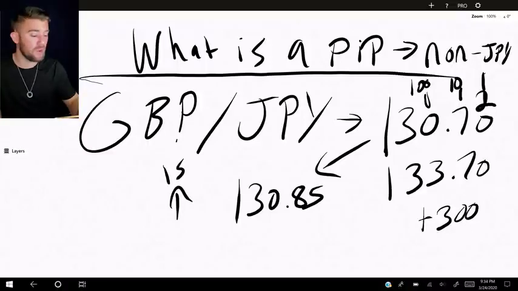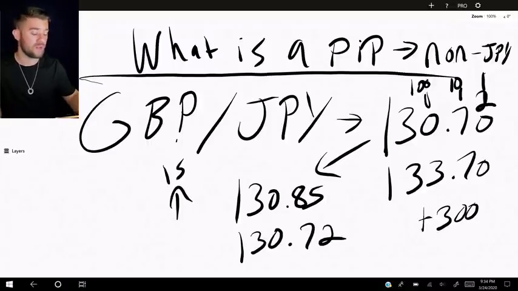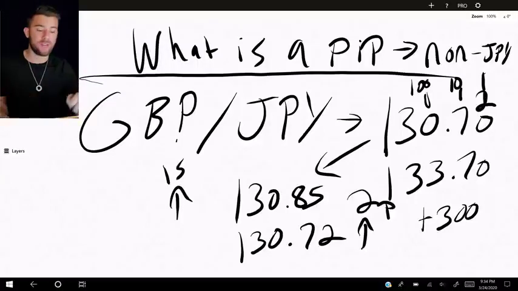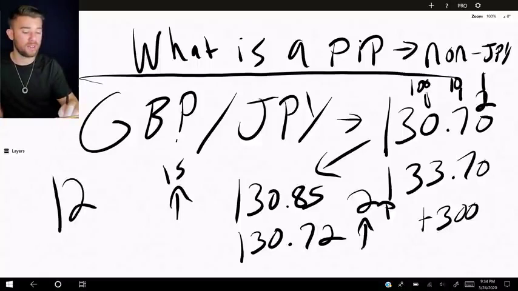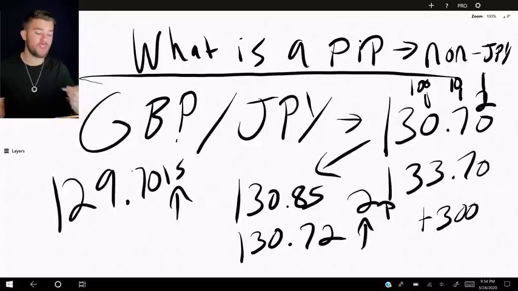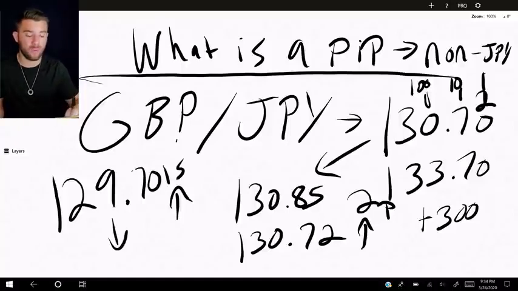If we go to 130.72, how many pips did we move? Up 2 pips. And if we go from 130.70 to 129.70, how much did we go down? 100 pips. We went down 100 pips.